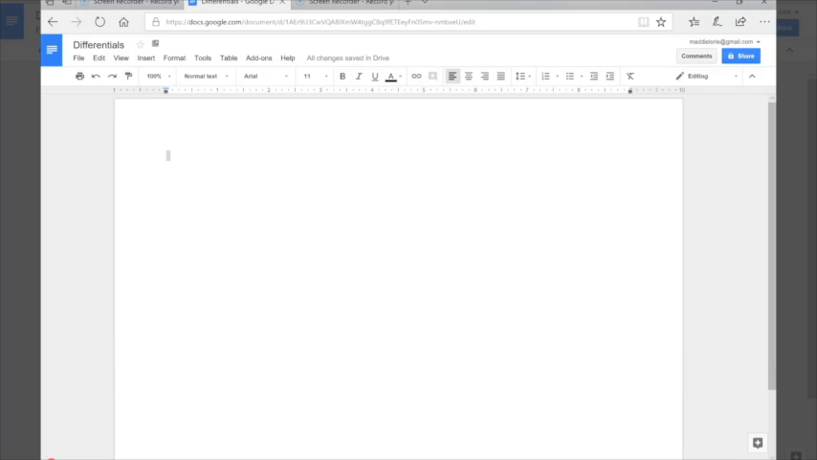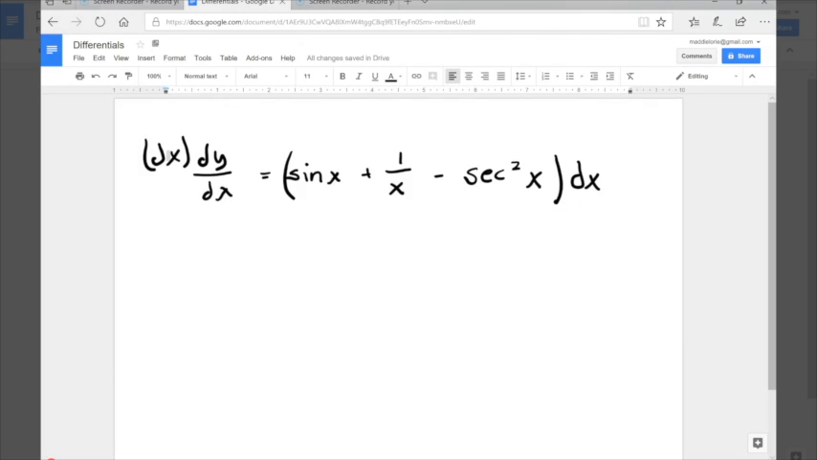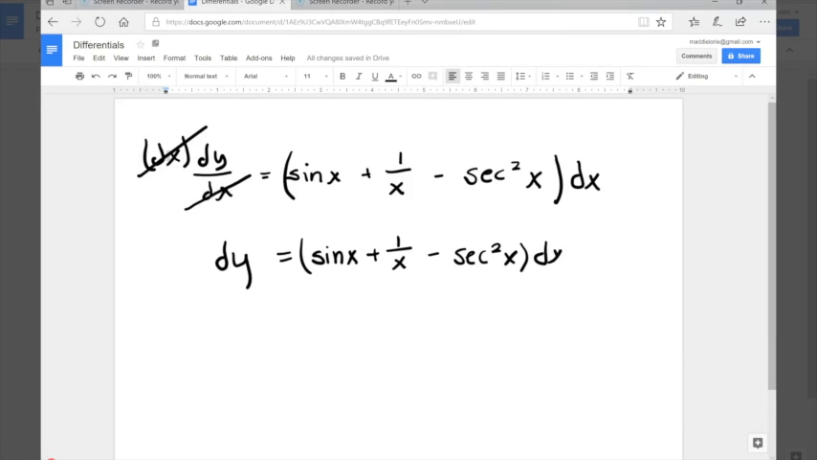So let's start off with our first differential, which is dy/dx equals sine x plus 1 over x minus secant squared x. The first thing that I'm going to do is multiply by dx on both sides, and I'm left with dy equals sine x plus 1 over x minus secant squared x times dx.